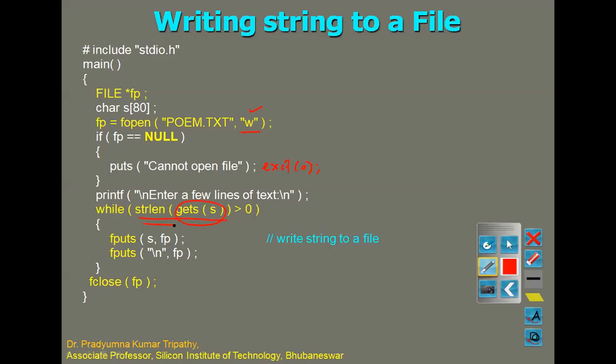So if I do not enter anything and press enter, what is the length of the string? It will become 0. So as long as the length of the string is greater than 0, whatever string I have entered will be written into this file. And after writing one string, I write \n so that the next string will be written in the next line. Correct?